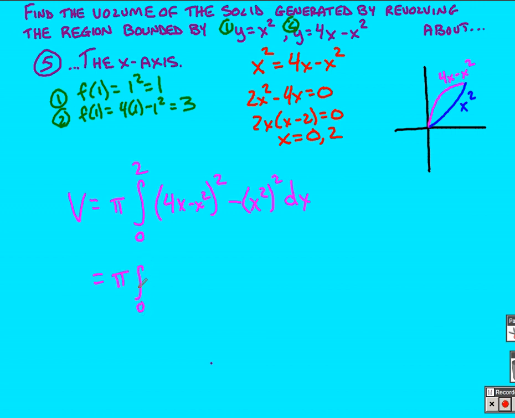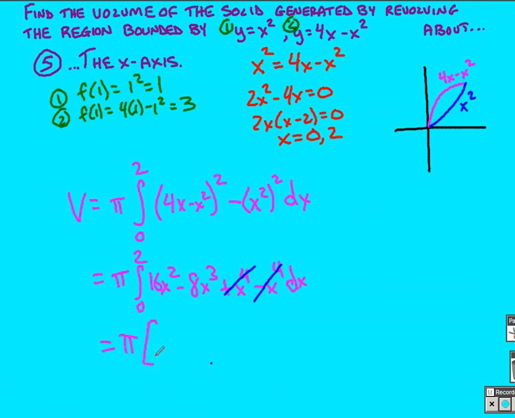Pi times from 0 to 2. This will be 16x squared. I'm going to have a minus 8x cubed. And I'm going to have a plus x to the fourth. And then with this one, I'll have a minus x to the fourth dx as my final point there. Now look, x to the fourth and x to the fourth, they'll cancel each other out. Now we can just evaluate our integral nice and easy.